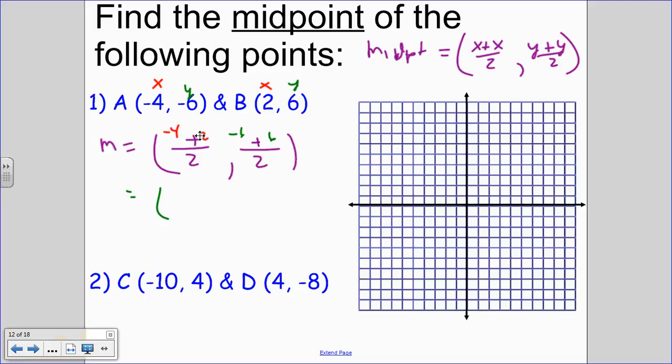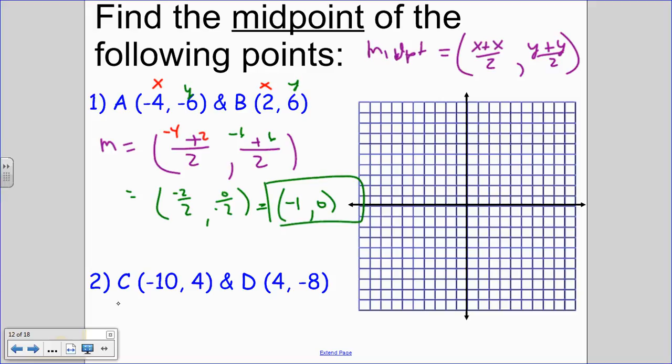So -4 plus 2 is going to give us a -2. -6 plus 6 is going to give us a 0. -2 divided by 2 is -1. 0 divided by 2 is 0. So the midpoint is -1, 0.